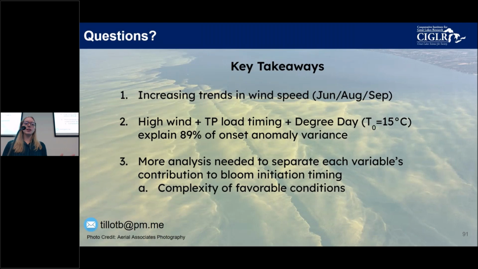So some key takeaways, we do see increasing trends in certain months. We see that those three predictor variables explained 89% of the onset anomaly variance, and that definitely more analysis is needed to separate each variable's contribution to bloom initiation timing, especially thinking about the complexity of favorable conditions. So thank you very much for your time.